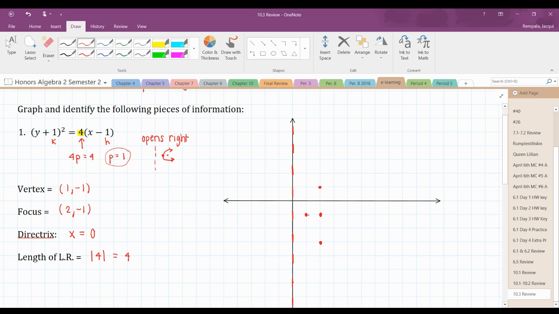So now connect the points from that vertex to the point that is creating the length of the latus rectum. And there is the rest of my parabola.